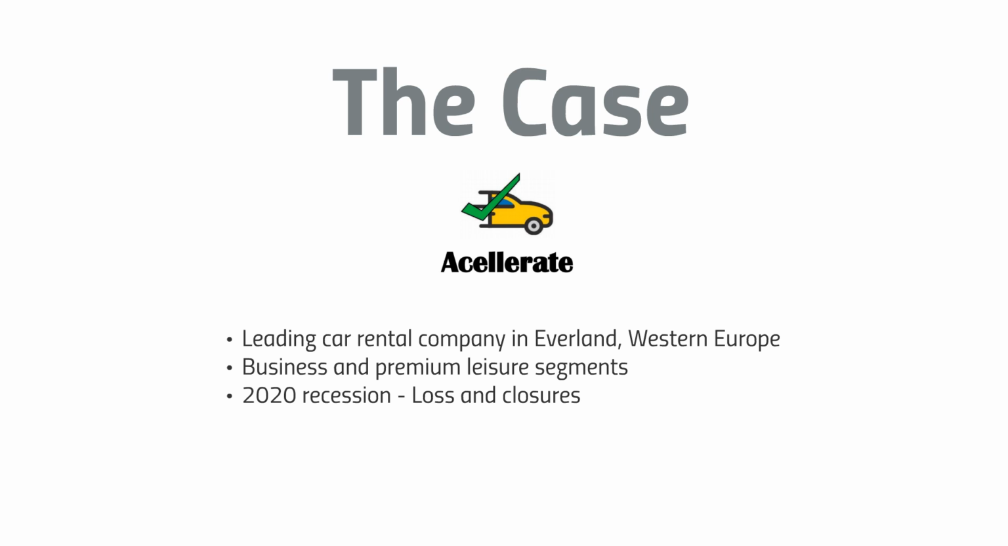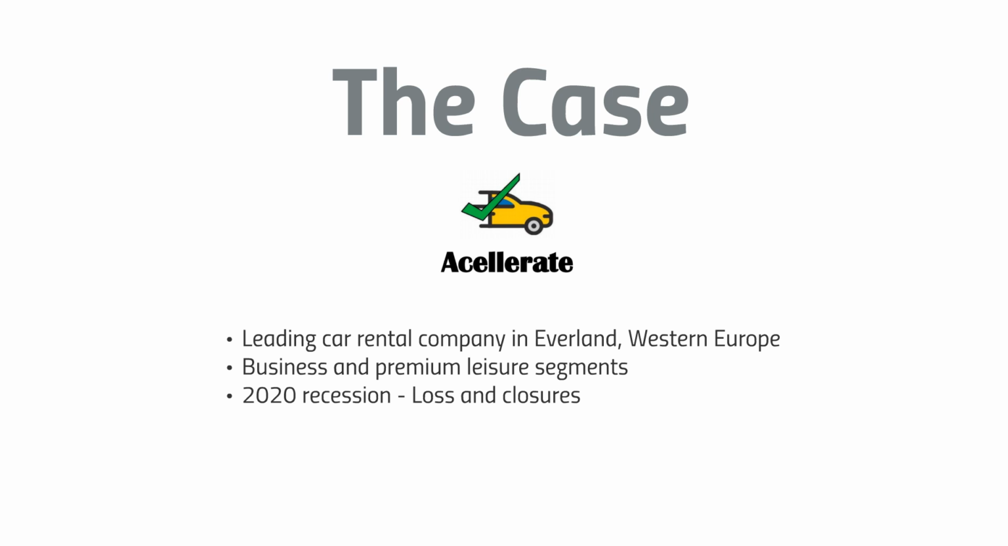There was a global recession in 2020 in the context of the pre-seen, and as a consequence of this recession, Acellerate was forced to close many of its sales locations, and it also made a loss in this year, despite having been profitable the year before. However, it does seem to have survived the worst effects of the recession according to the pre-seen, and according to the introduction of the pre-seen, its senior management believe that it's in a strong financial position to develop going forward.